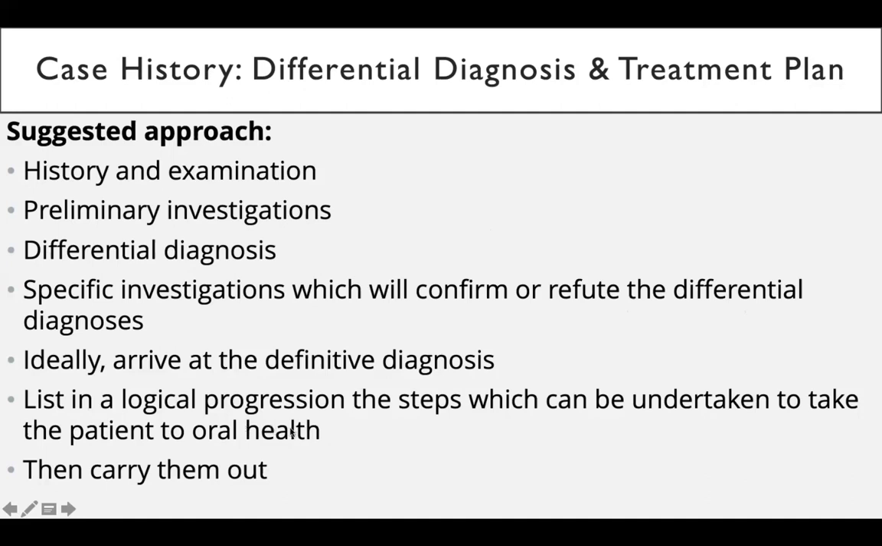List in a logical progression the steps which can be undertaken to take the patient to oral health. Then you make a treatment plan in logical progression. First, you tell the patient to keep up oral health, take care of your whole health, brush, floss, and so on. Then you tell them the steps and make a treatment plan. After that, you need to execute the plan. You need to make sure the patient understands and comes for the follow-up, and carry out the plan.